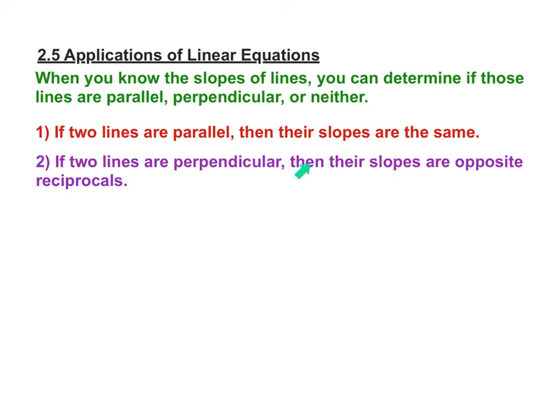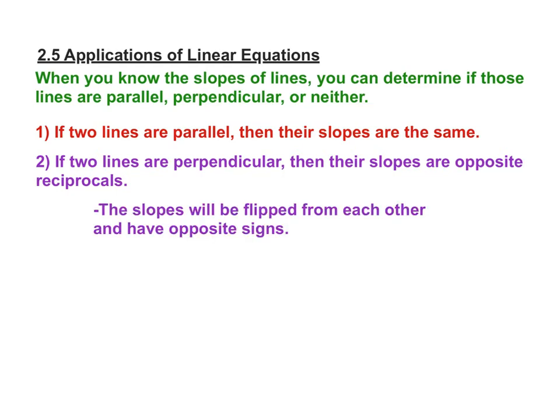If two lines are perpendicular, then their slopes are opposite reciprocals, which means the slopes are flipped from each other and have opposite signs. So for example, if I had a slope of 1/2, if I flip it and change the sign, the slope would be -2/1, which is -2. Two lines that have these slopes are going to be perpendicular. Flip it, change the sign. Okay, so that would be an example of two slopes that are opposite reciprocals. Opposite meaning they have different signs. Reciprocals meaning they're flipped from each other.